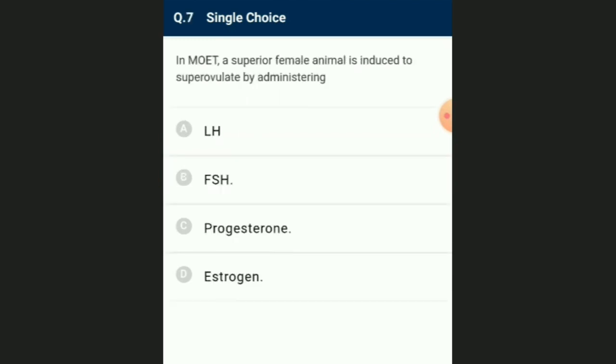Question number 7. In MOET, a superior female animal is induced to superovulate by administering. The technique in which the cow is induced to ovulate 6 to 7 ova per estrous cycle by injecting gonadotropic hormones like follicle stimulating hormone and luteinizing hormone is called superovulation. These eggs are allowed to fertilize and then the embryos are transferred to the uterus of the surrogate mother. Answer is option B, follicle stimulating hormone.